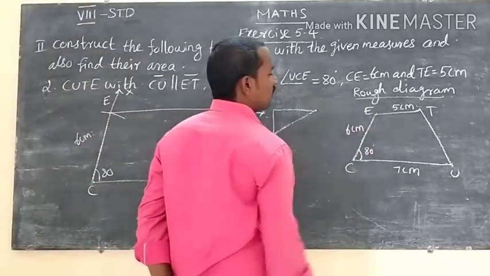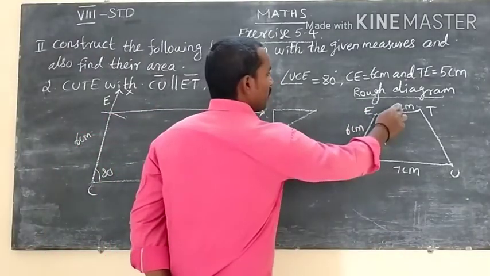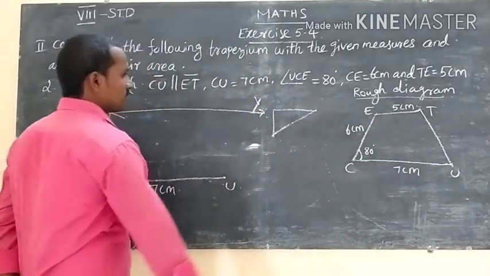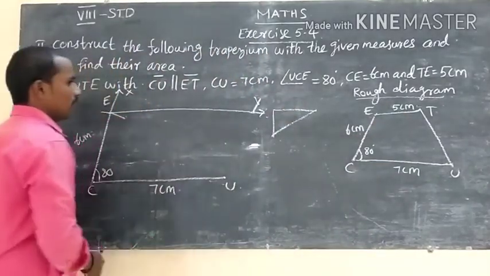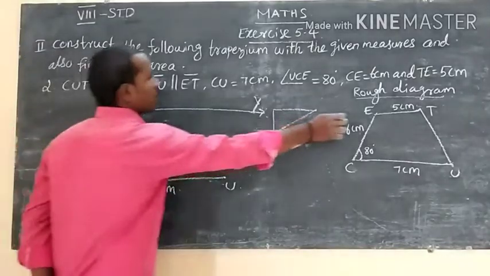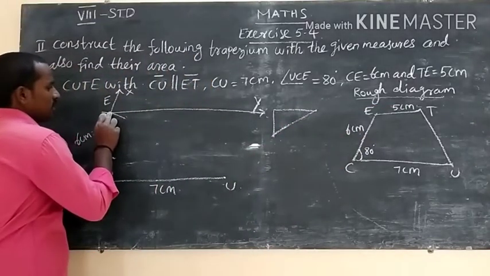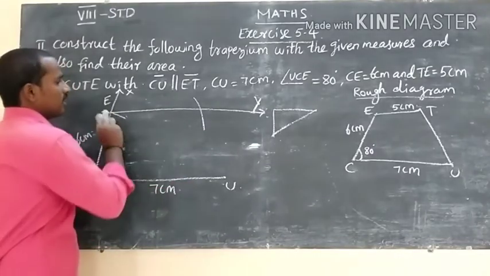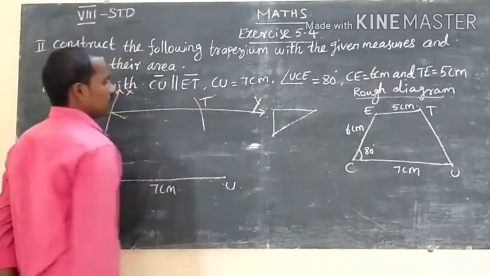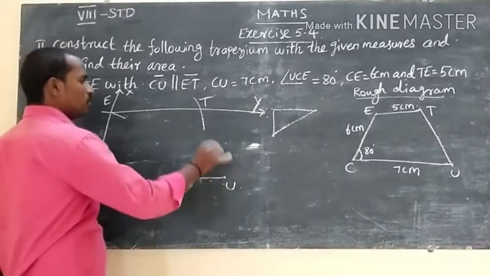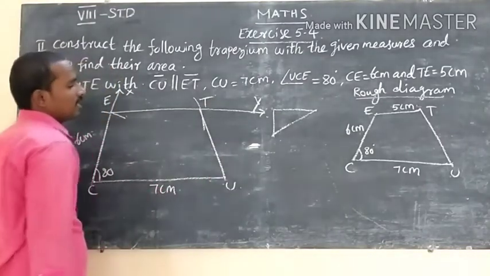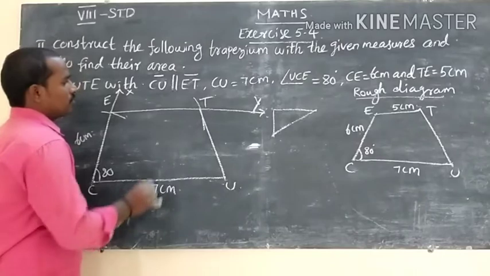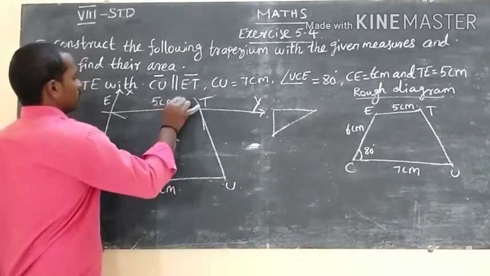Next, with E as center, draw an arc of radius 5 centimeter. Let it cut EY at T. Take your compass and measure 5 centimeter. Put the sharp edge at E to construct the arc of 5 centimeter. The arc intersects EY at T. Then join UT. We get the trapezium. This is 5 centimeter.